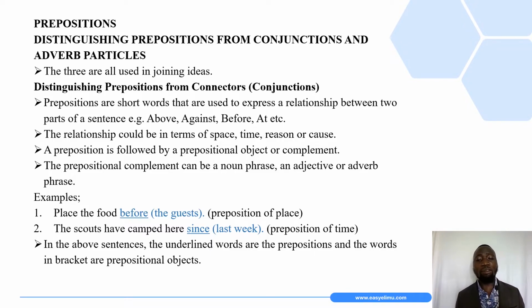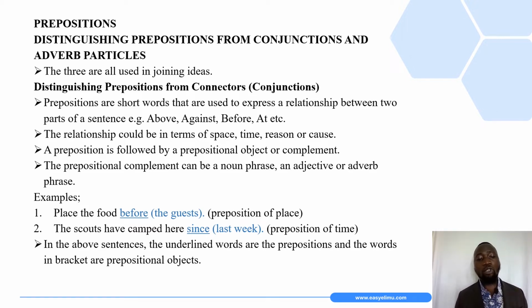They are those that can be used to indicate time. We have those that can be used to indicate a place. There are those that you can use to indicate direction, etc. In a sentence, a preposition is followed by what we call a prepositional object or a prepositional complement. This prepositional complement can be a noun phrase, an adjective, or an adverb phrase.